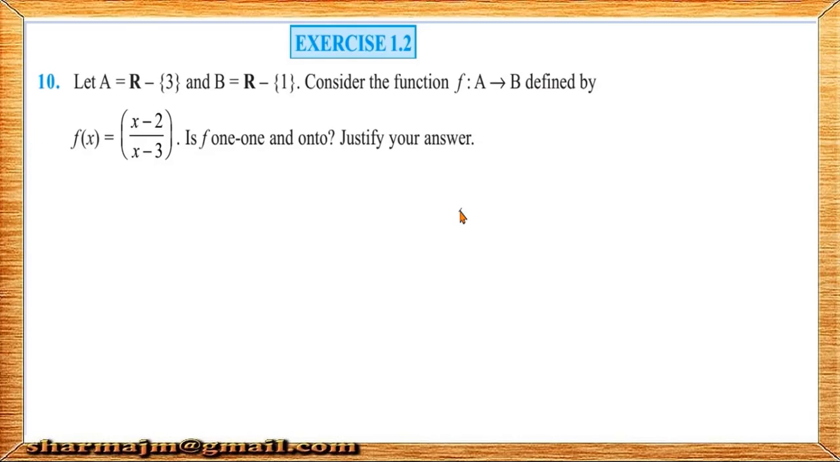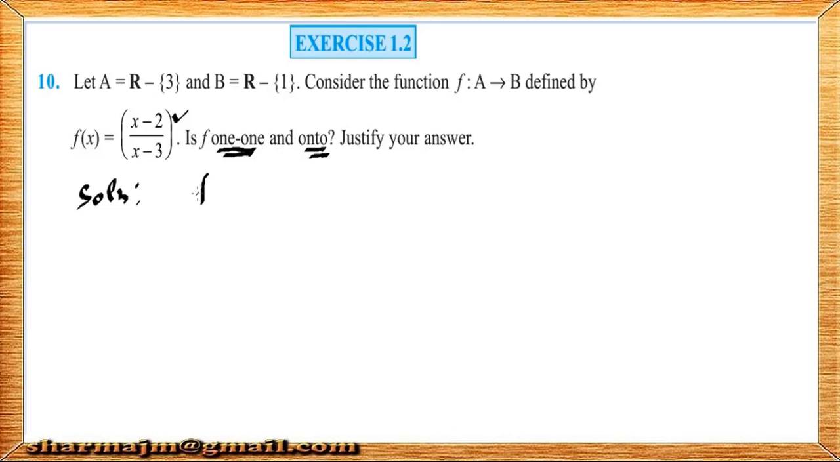Next question. Question number 10. f is a function from A to B, where A is a set of real numbers excluding 3 and B is a set of real numbers excluding 1. Defined as f of x is (x minus 2) upon (x minus 3). We have to check this function for 1-1 and onto. Okay, तो देखिएगा solution.